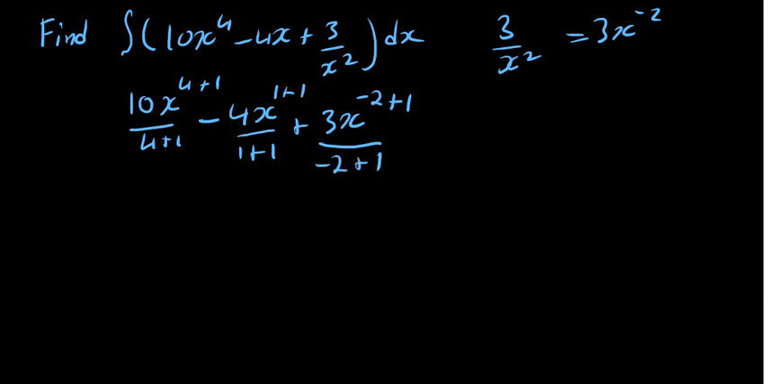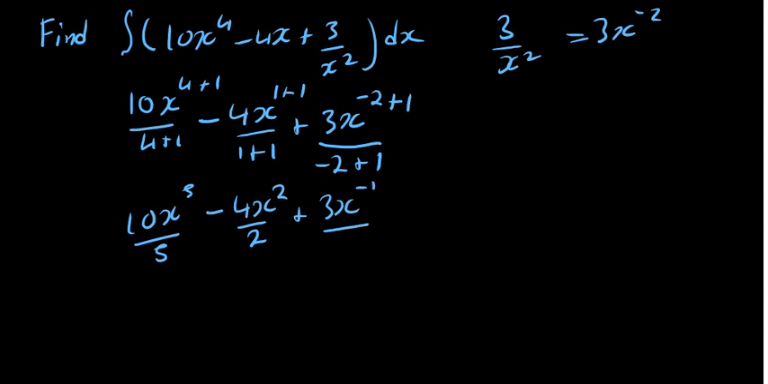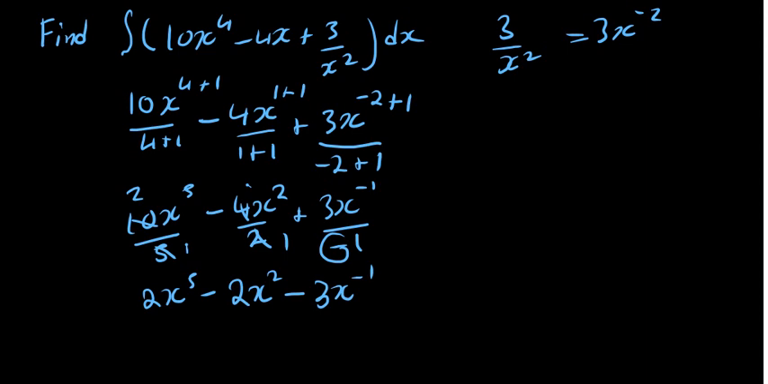So what we have here is 10x^5 divided by 5, minus 4x^2 divided by 2, plus 3x^(-1) divided by negative 1. Okay, so 5 into 5 is 1, 5 into 10 is 2, so we have 2x^5, minus 2 into 2 is 1, 2 into 4 is 2, so we have 2x^2. Here remember this negative is going to contribute to that being negative, so we have 3x to the power negative 1.